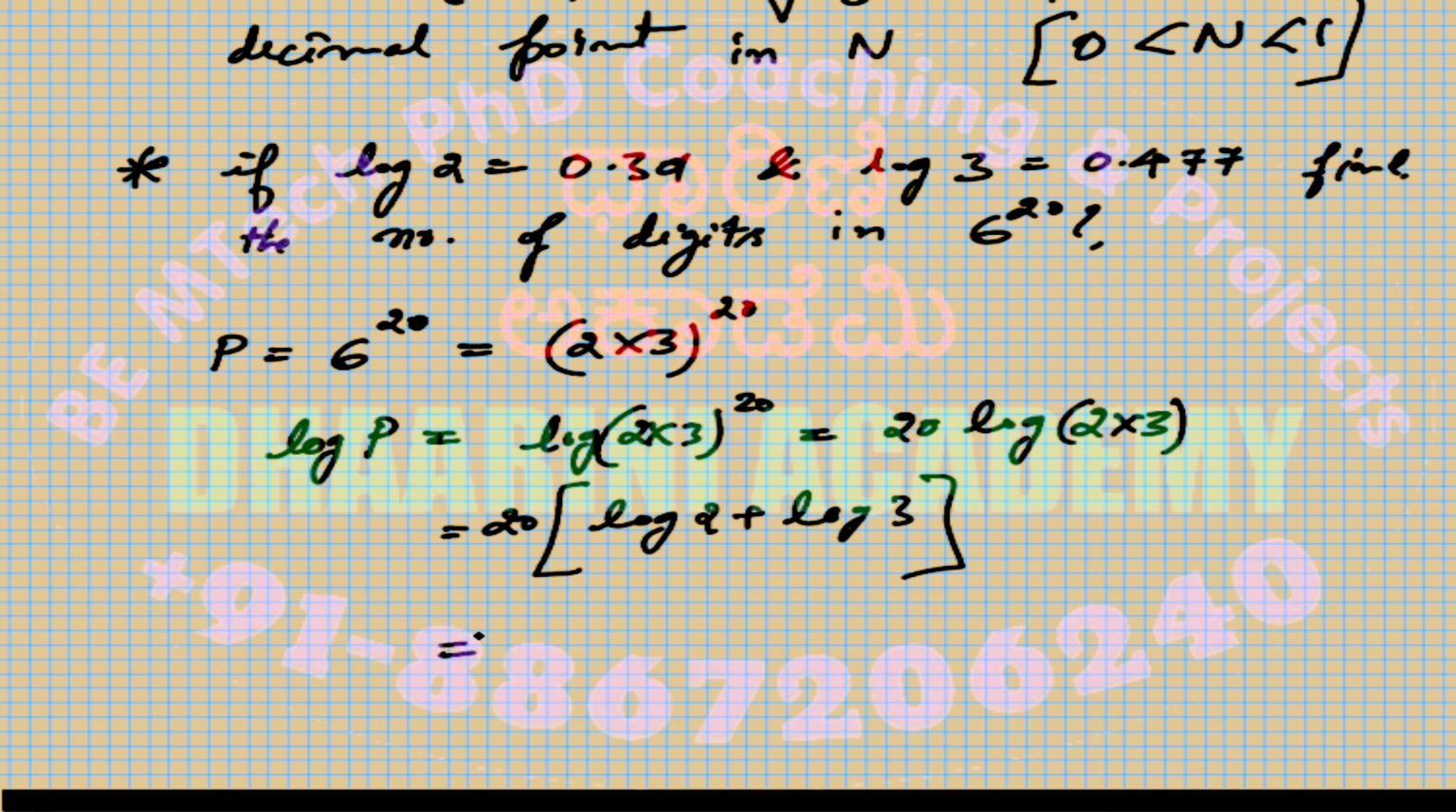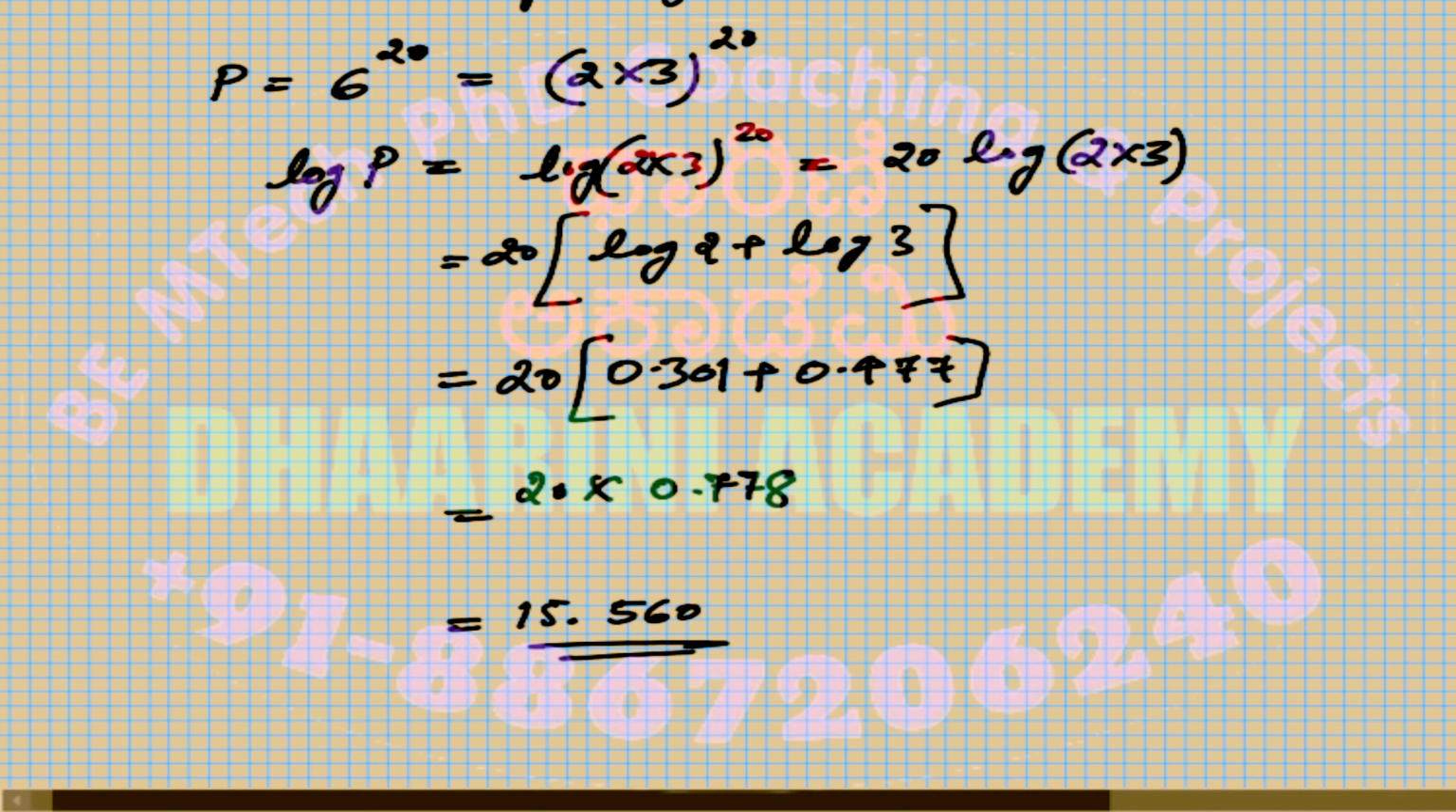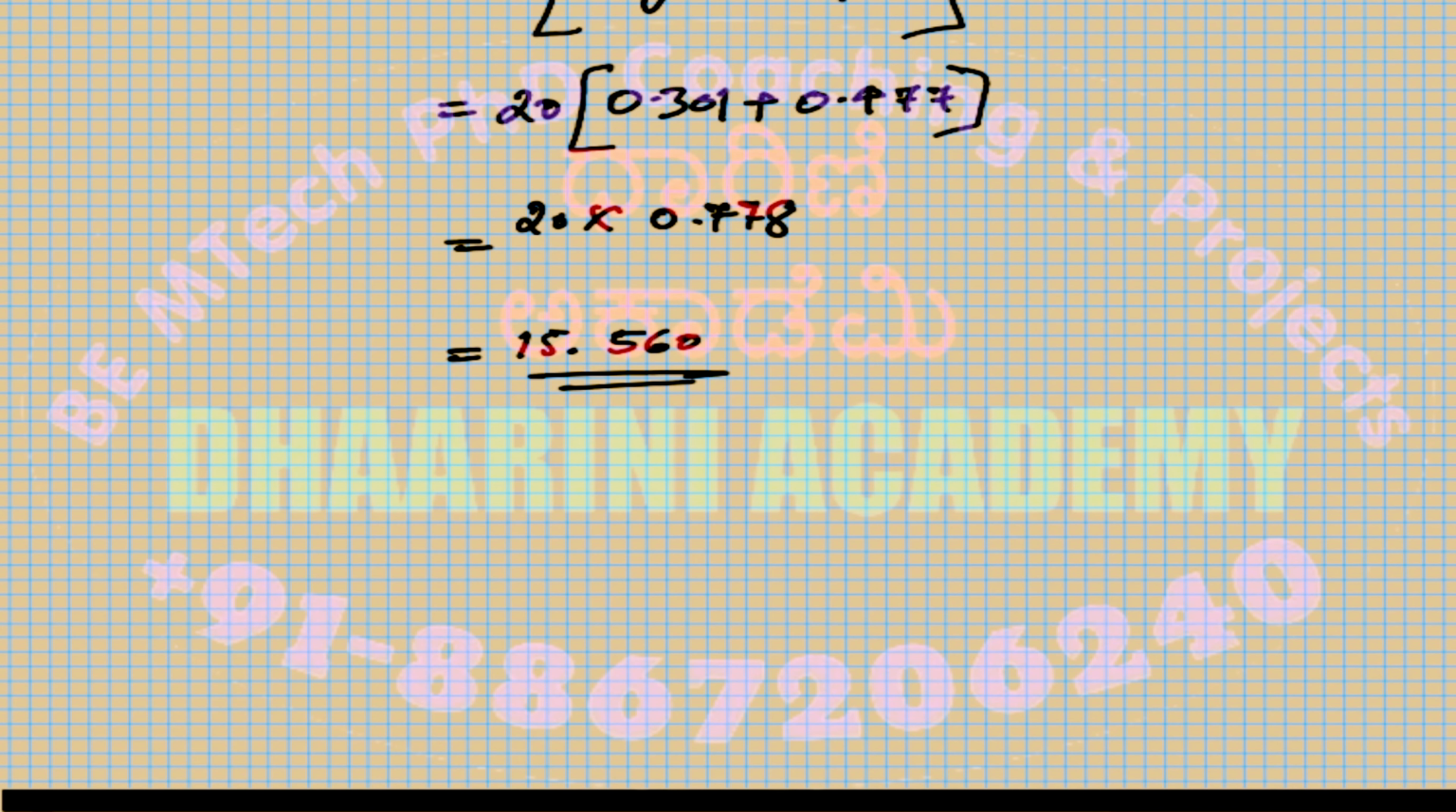So log 2 and log 3 have been given. So this is equal to 20 into, substituting, 0.301 plus 0.477. This is equal to 20 into 0.778. So this comes to be 15.560. That is the log of the required answer.